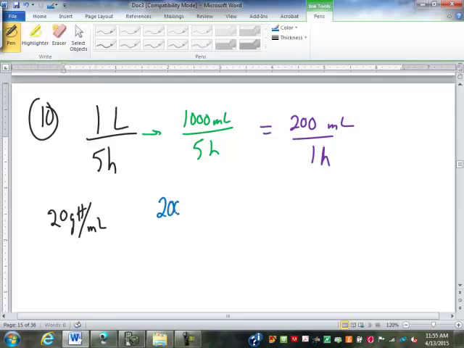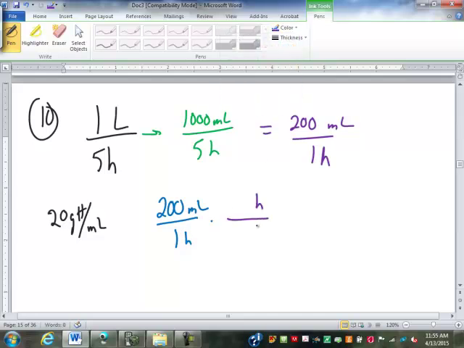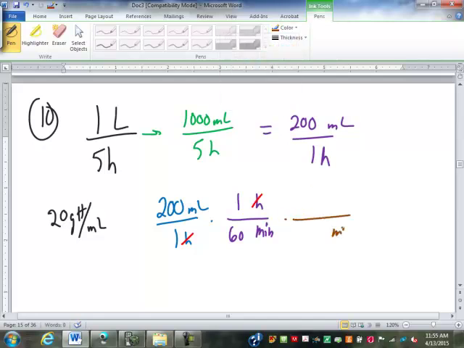So now I can start from there. 200 milliliters per 1 hour. I'm going to get rid of the hours and convert to minutes. 1 hour is 60 minutes, so my hours have now cross-canceled out. And I get rid of my milliliters and go to drops. 20 drops per 1 milliliter. My milliliters will cancel out.